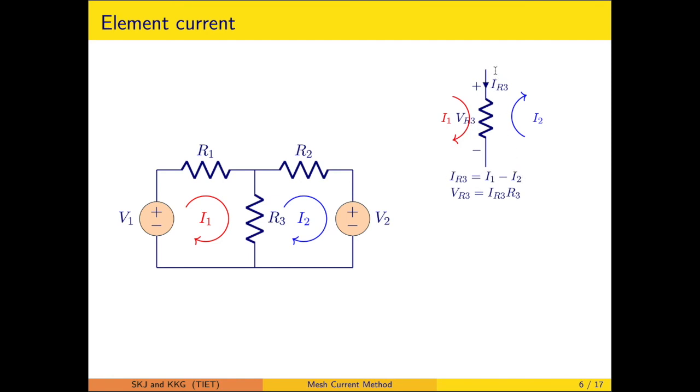So when the current is directed from top, the voltage as per Ohm's law will be VR3 with the upper terminal positive and the lower terminal negative.